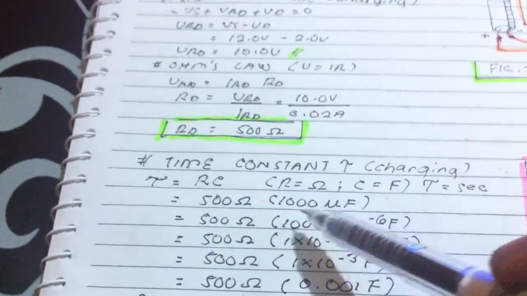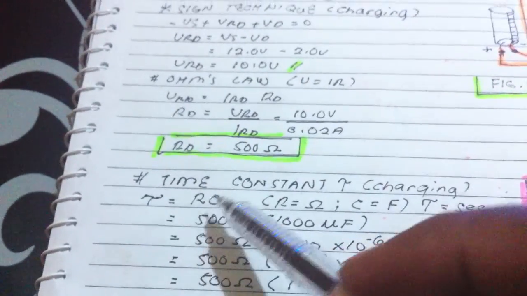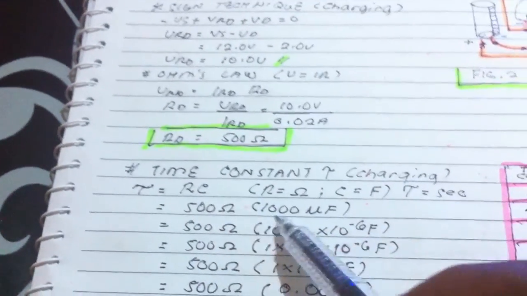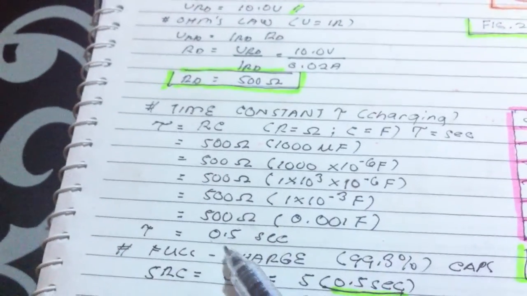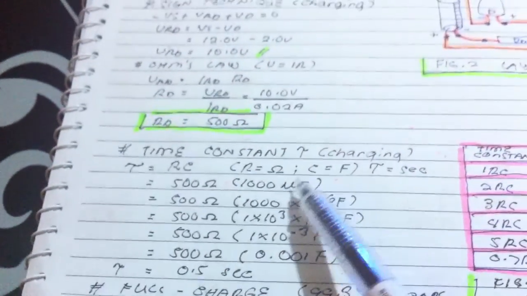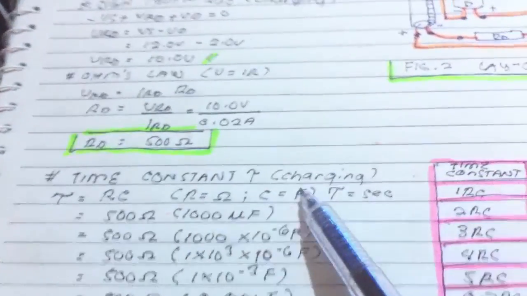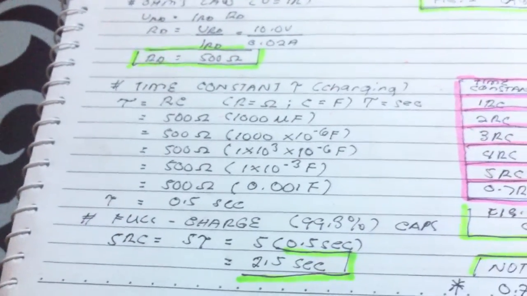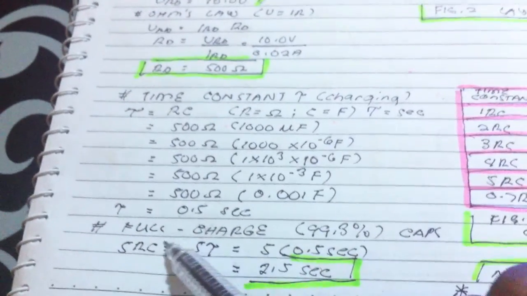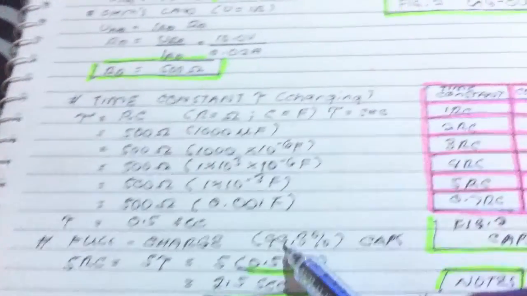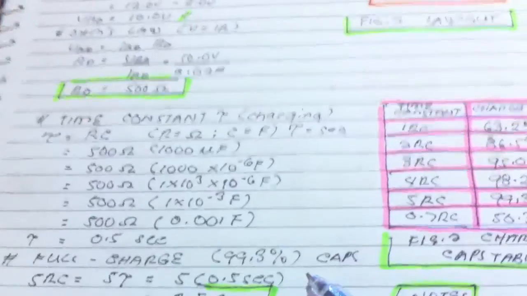The time constant is computed this way: resistor times capacitor, multiply the two and it becomes 0.5 seconds. That is the time constant while the capacitor is charging. Applying one time constant will make the capacitor attain 99.3% of full charge.